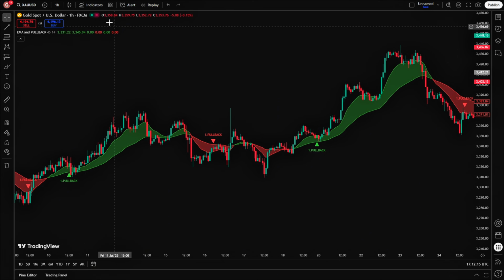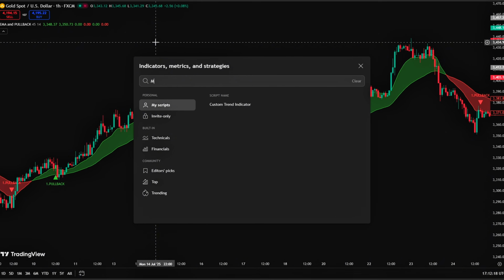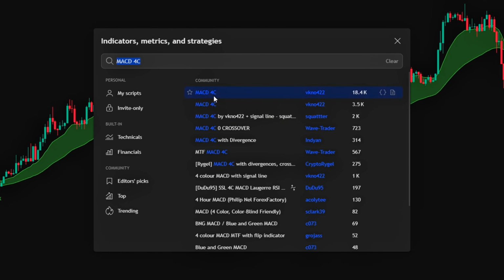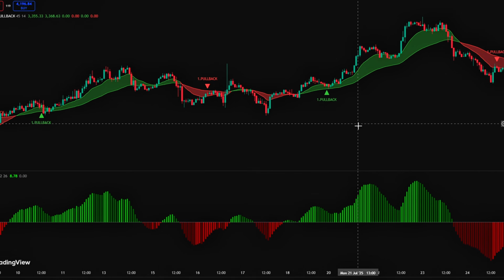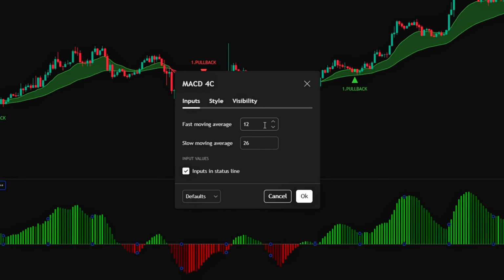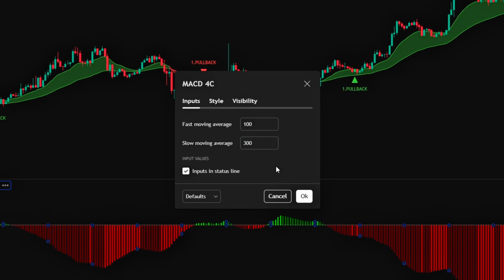Click on the Indicators tab at the top of your TradingView screen. In the search bar, type MACD4C and select it from the results list. Once it's added to your chart, open its Settings menu to optimize its parameters. Under the Inputs tab, change Fast Moving Average 12 to 100. Change Slow Moving Average 26 to 300.